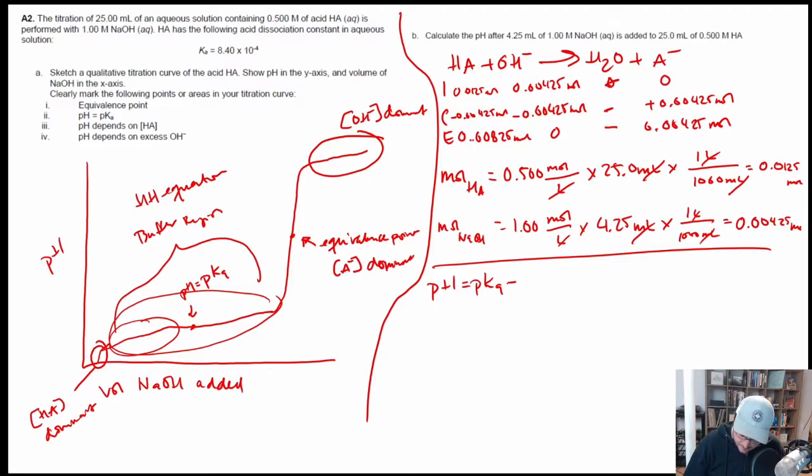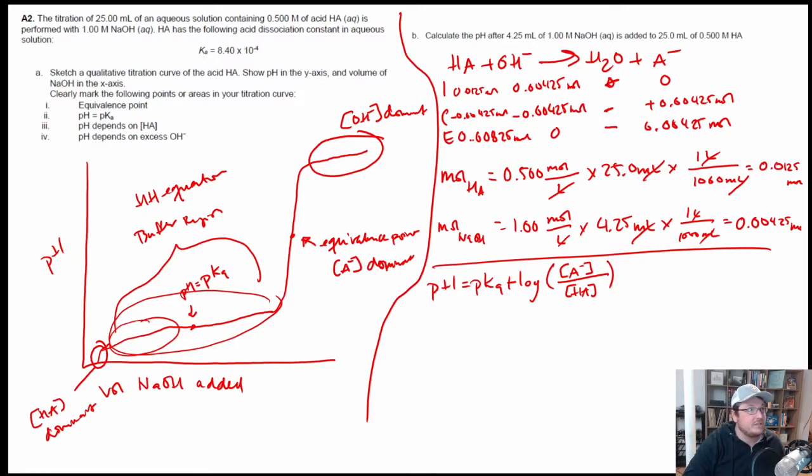Oh, plus the log, yeah. Right, plus the log of the concentration of the base over the acid in this scenario. Right, so we have that right there.